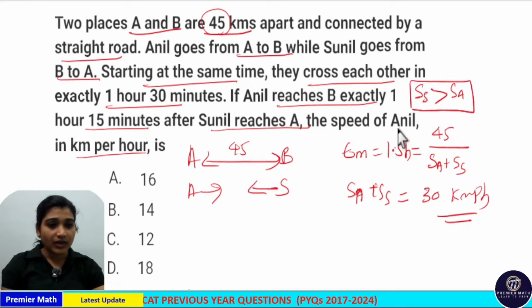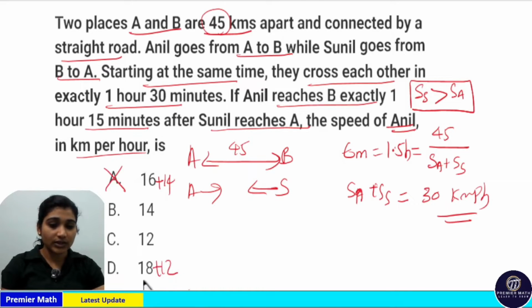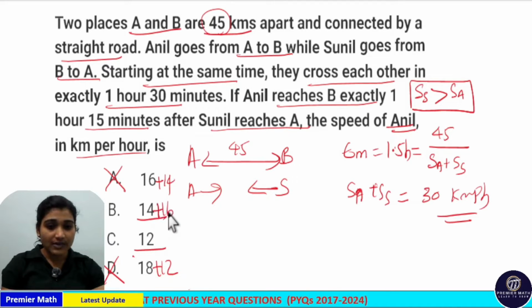Here we have to find the speed of Anil, which is less than the speed of Sunil. But here 16 plus 14 gives you 30, and this is not possible because the speed of Anil is greater than the speed of Sunil. And here also 18 plus 12 gives you 30, which is not possible because here the speed of Anil is greater than the speed of Sunil. But either B or C can be your answer. 14 plus 16 is possible and 12 plus 18 is possible.